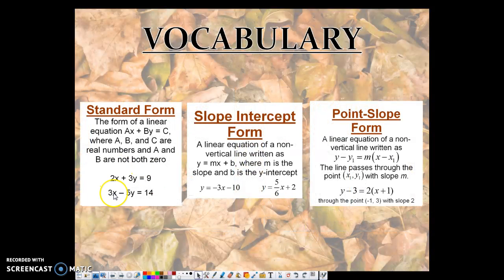So then we have standard form, which is ax plus by equals c. Then there's slope-intercept form, which is y equals mx plus b. And point slope form, which is y minus y1 equals m times x minus x1. We're mainly focusing on slope-intercept form right now.